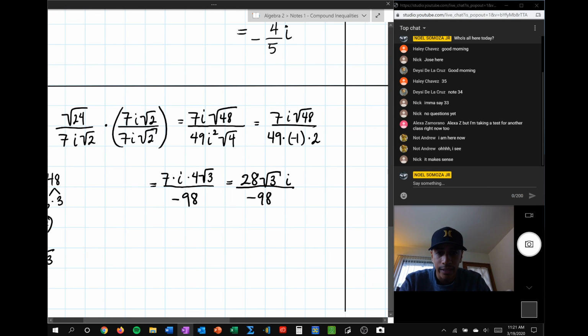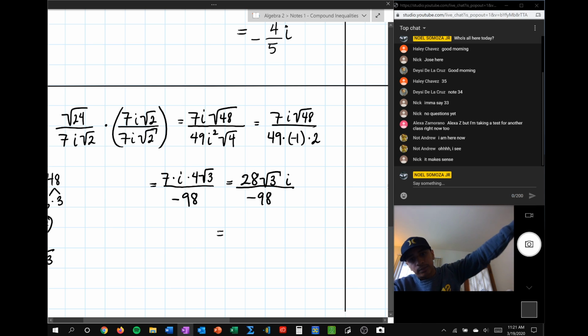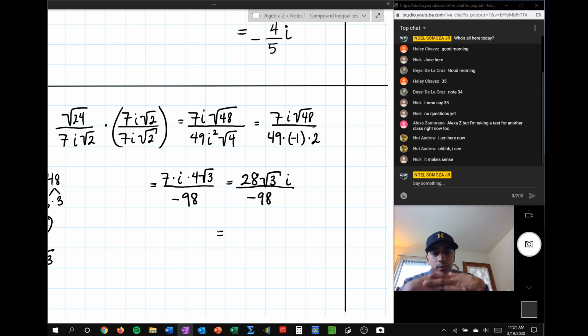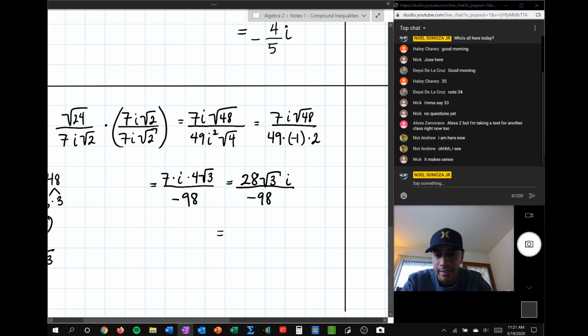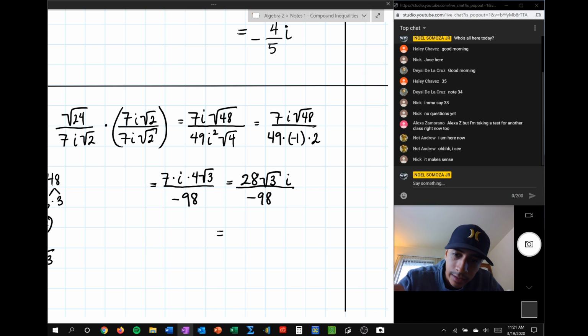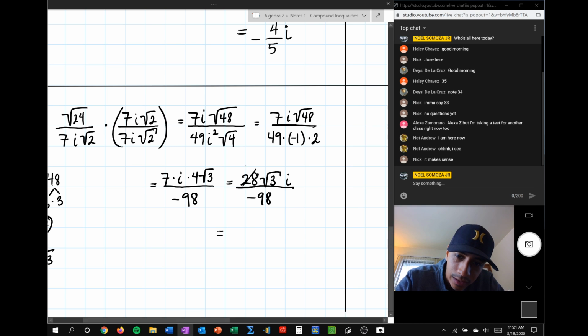Now you've got to think of 28 and 98 as a fraction that can be simplified. Because square root of 3 and i, you're done. You can't touch them anymore. But 28 and 98, there's a possibility there that you can reduce it. If I divide the top by 7, that gets me to 4. If I divide the bottom by 7, that gets me 14. 7 times 4 is 28, yeah. So now I've reduced it. Now what I really have is 4 root 3 i all over negative 14.